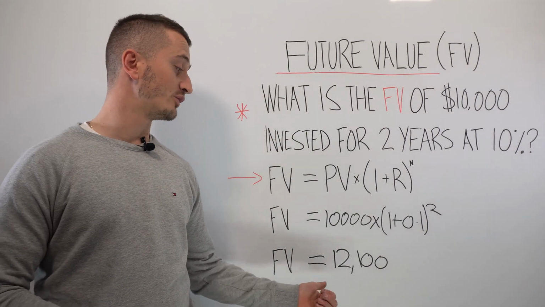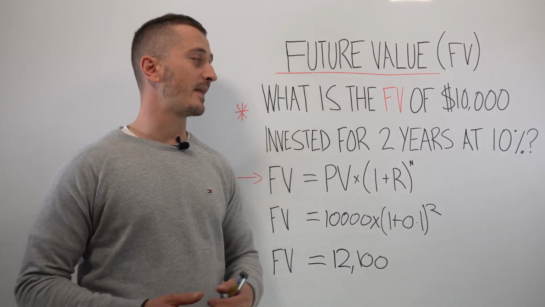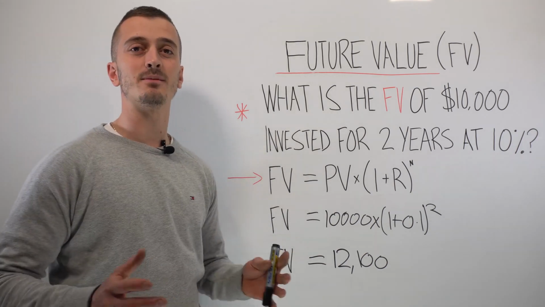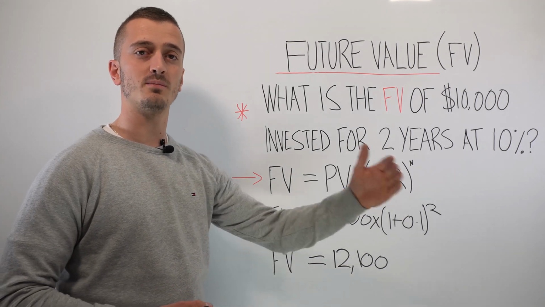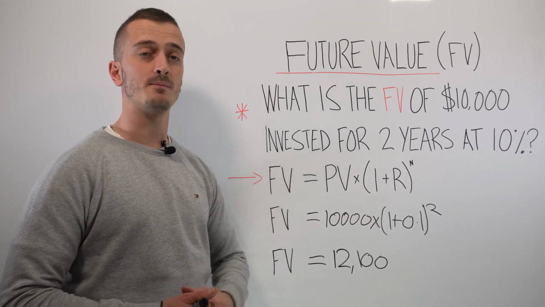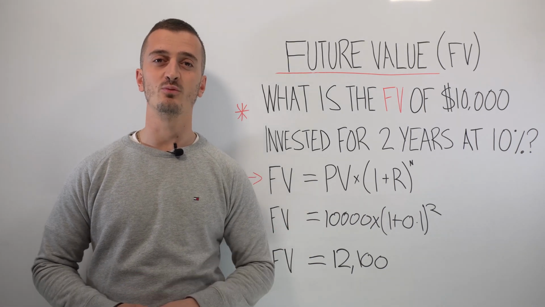Now this future value of $12,100 is obviously going to be familiar from the previous example, and that's because it's pretty much the exact same calculation we're doing, just this time instead of calculating for each time period 1 year at a time, we've done the whole lot in one calculation by using the formula.